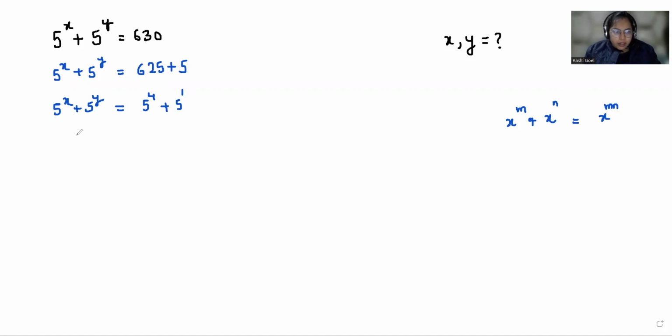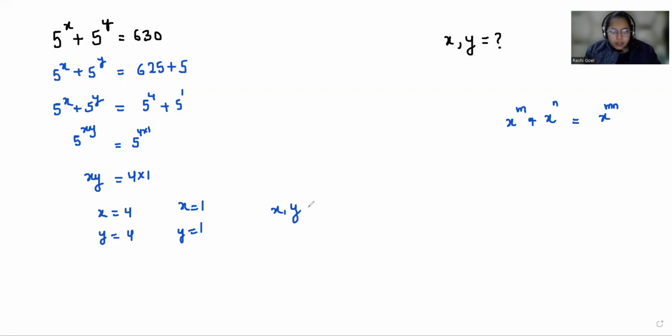So here we can write this as 5 power xy is equals to 5 power 4 times 1. So if the bases are equal, their powers are also equal. So xy is equals to 4 times 1. So we can write this as either x is 4 and y is 1, or x is 1 and y is 4. So the value of x and y is 4, 1 or 1, 4.